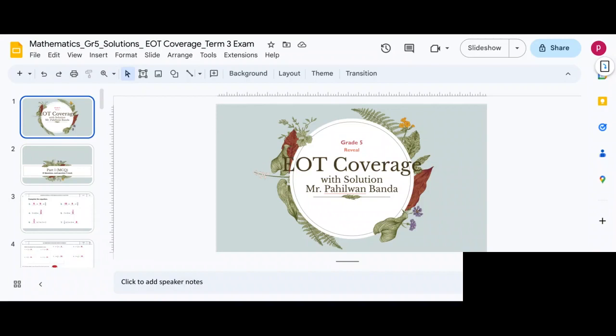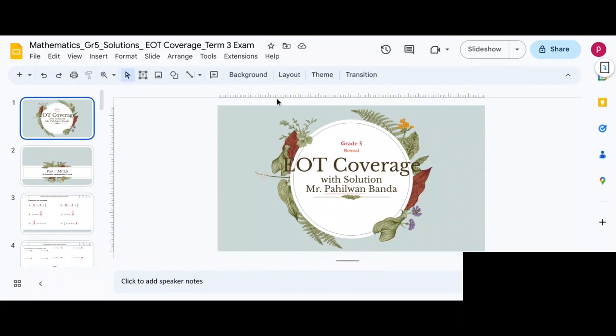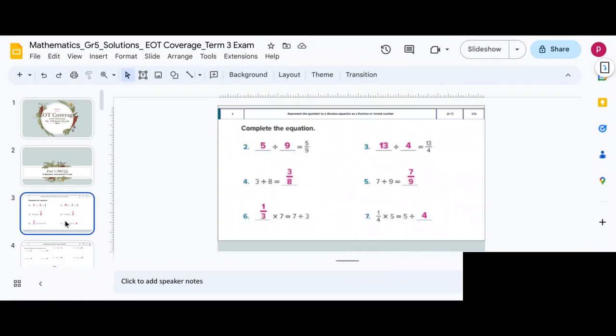So let's try to solve the questions of the term 3 exam. This is the EOT coverage that has been shared with you in the WhatsApp group. We will try to work out the questions one by one. If you look at these questions, in the first part they are quite easy.